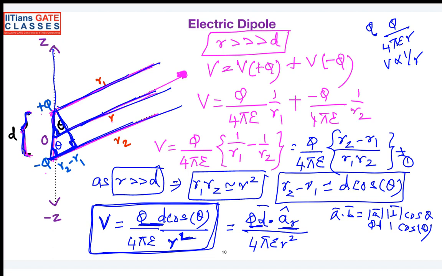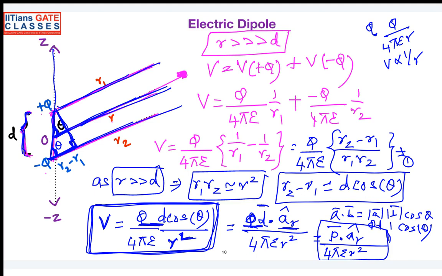Whatever expression I have got here, I was trying to represent in terms of a vector. One will be the charge into displacement, the 2 into D, which I was representing as a vector. The other vector is the radial direction. The reason I have written it like this is that the product of charge into displacement is basically called the dipole moment of the electric dipole. So the electric dipole moment dot product with R cap, by 4 pi epsilon into R square. If you know the dipole moment, straight away you can use this formula to calculate the electric potential.